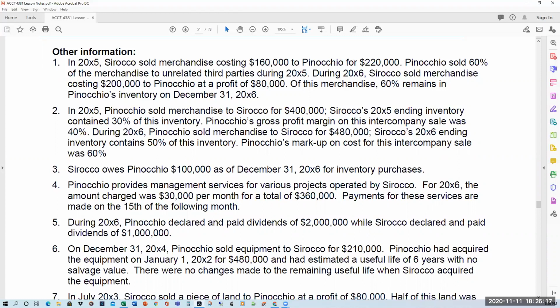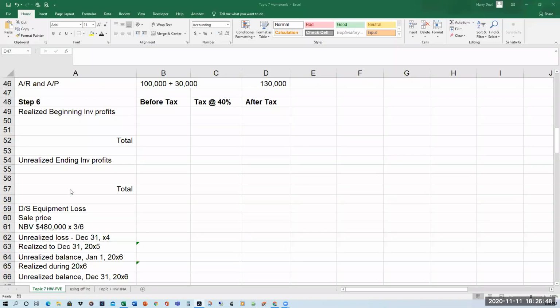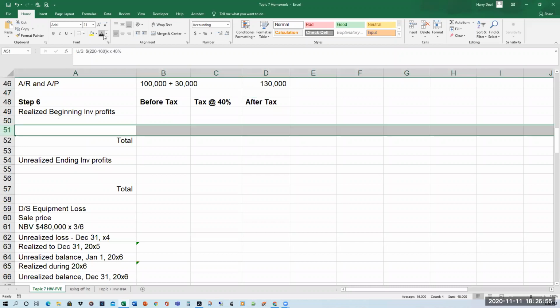Now that unrealized ending inventory profit from 2005 would have been carried forward into 2006 as the beginning inventory profit for the year 2006. That beginning inventory profit will be realized in the current year. Okay? So realized beginning upstream inventory profit is 40% of $60,000. So this is the upstream amount. 40% of 60,000, 24,000. The tax is 40%, so 9,600. After tax, we get $14,400.